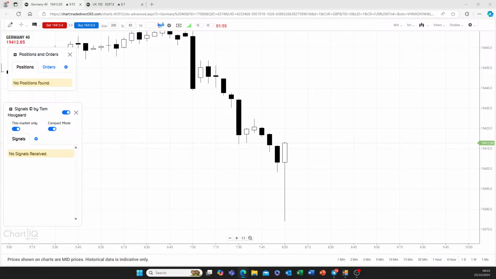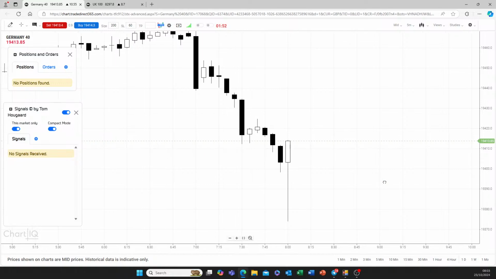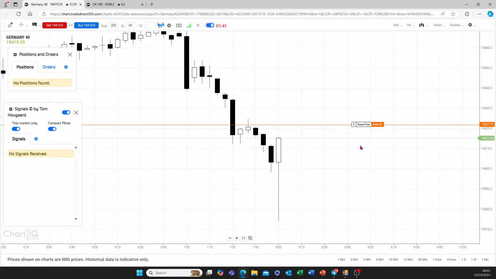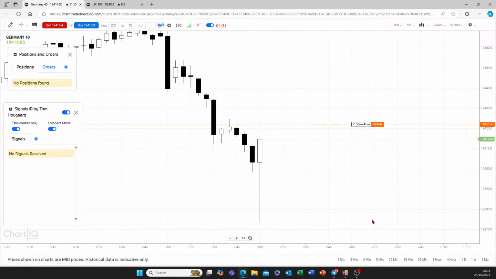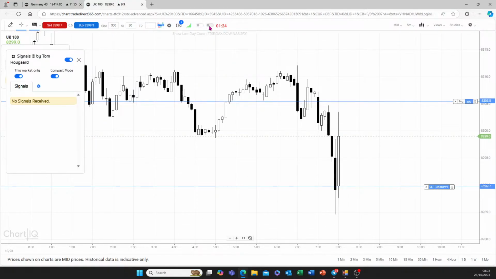So now, as always, it's a waiting game. There's the gap. Gap fill for the DAX. We can put that in as well if you want. Here for the FTSE.